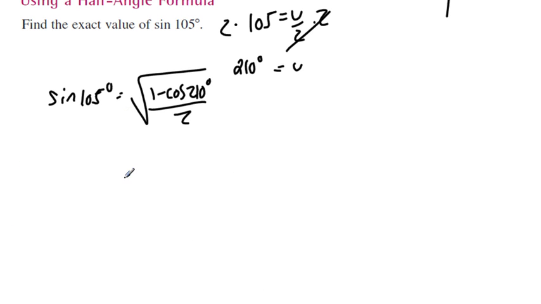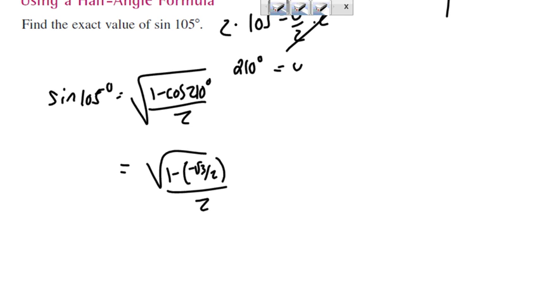Not too bad. Cosine of 210 degrees, okay, is going to be, let's see, yes, that's going to be negative radical 3 over 2. Okay, cosine of 210 degrees, and that's all over 2. And hold on quick. This radical needs to go all the way down to show that everything is under the radical. Okay.